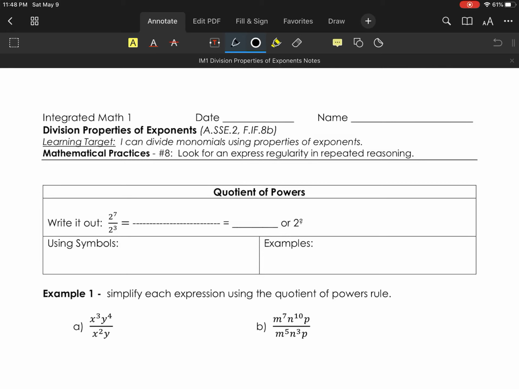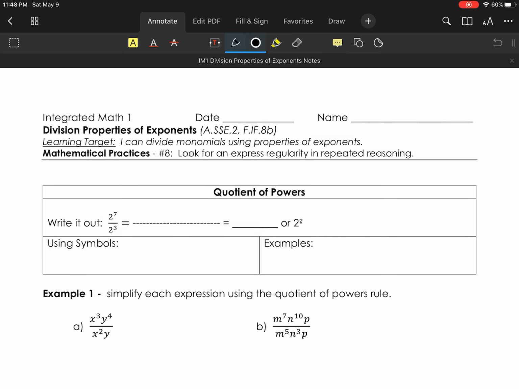All right, here we are in the very last video of the year, which feels wild, but this is it. So we're just doing the last properties of exponents. These are pertaining to division. So whenever you see a fraction, you're going to use these properties.